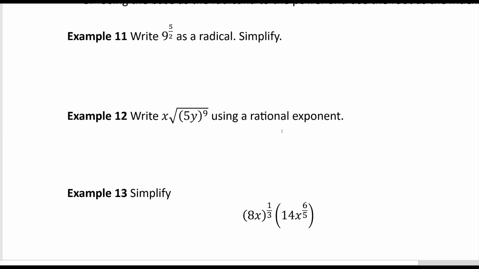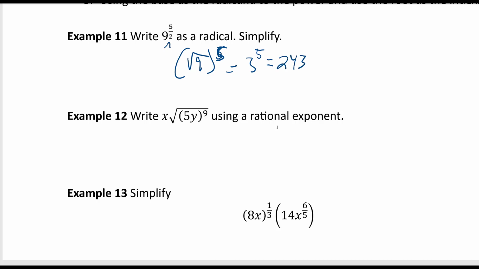So write 9 to the 5/2 as a radical and simplify. So the 2 is going to be a square root. So the square root of 9 to the 5th power. That's like saying the square root of 9 is 3, to the 5th power. And let's see, what's that going to be? It's 243, because 3 to the 4th is 81 times 3 is 243.